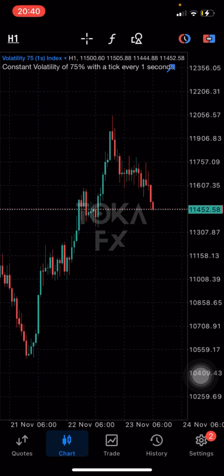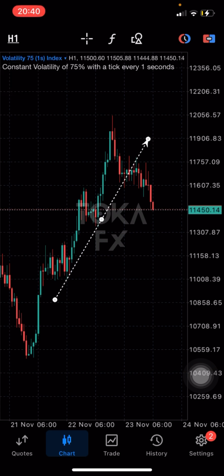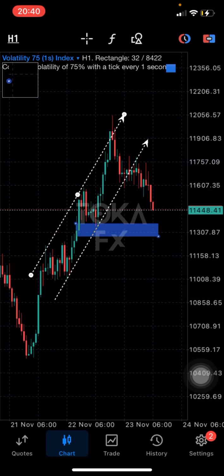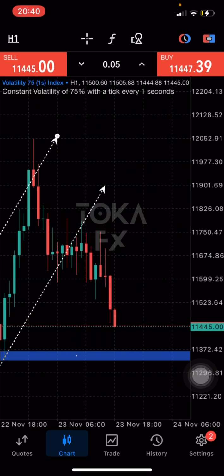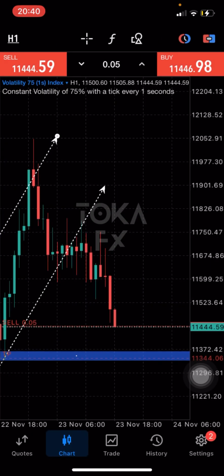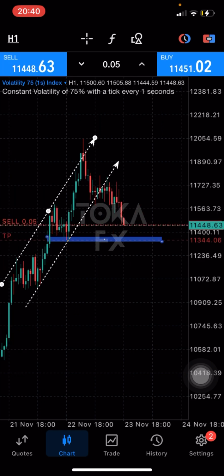So right here we are on volatility 75 1 second. As we all know, the first thing that we do is to draw our trend lines just so we have an idea of what the market is trying to do. So right there, I've drawn my diagonal resisting trend line and my diagonal supporting trend line. And I've also placed a sell on volatility 75 1 second.